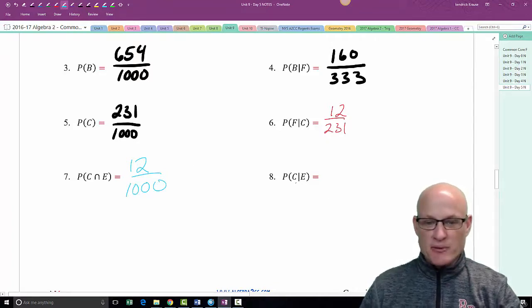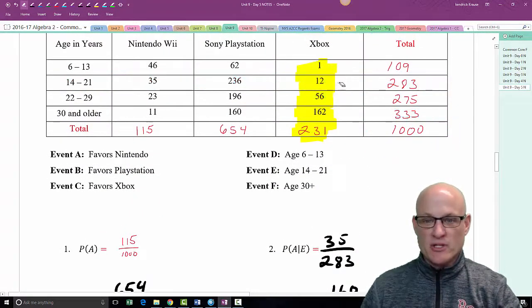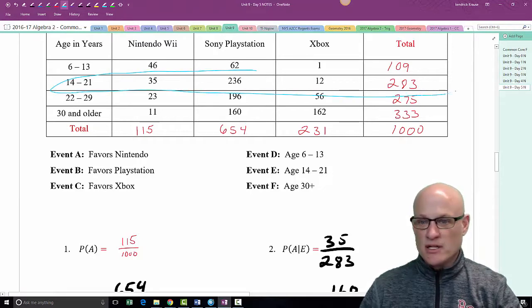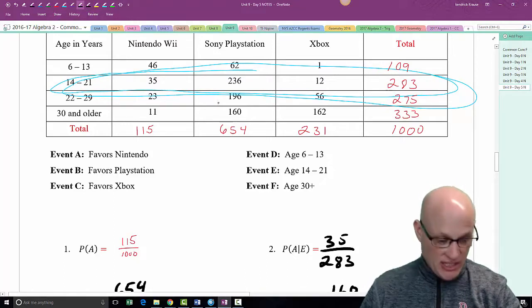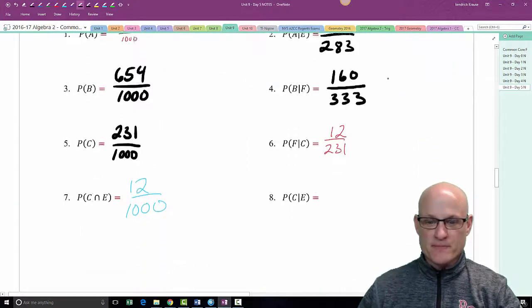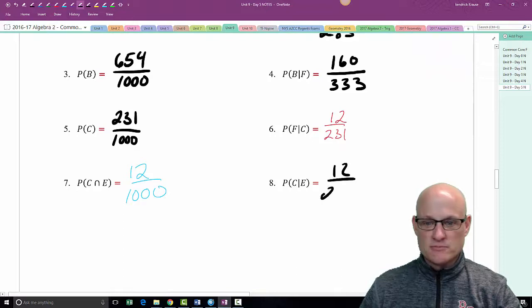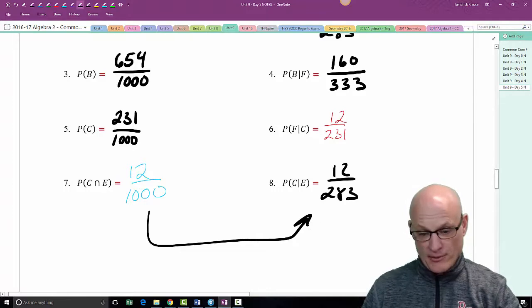And finally, the probability of C given that we're in E. I want you to notice the difference between these two. Given that we're in E, which is 14 to 21, I can only talk about things that are here. So what is the probability of Xbox given that we're 14 to 21? Oh, that's 12 out of 283. Notice it's a much different probability when we do conditional probability.